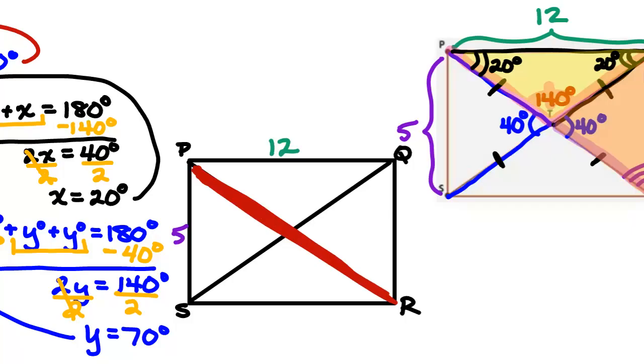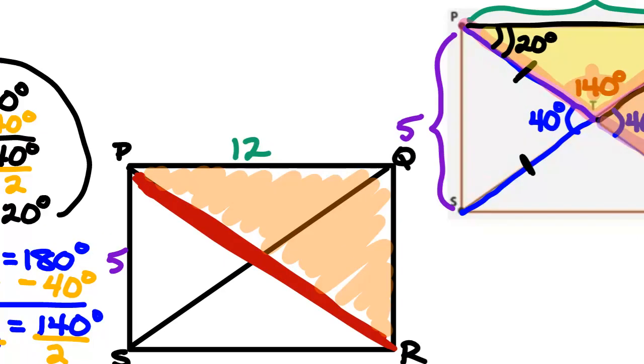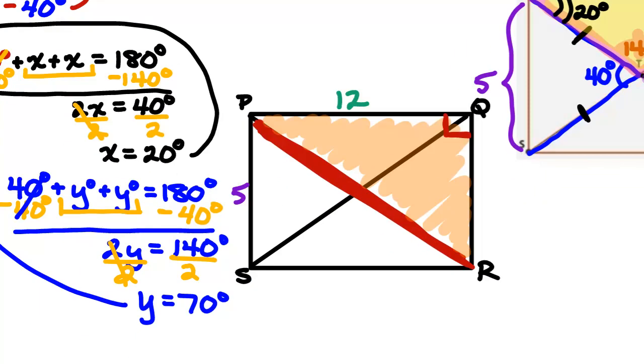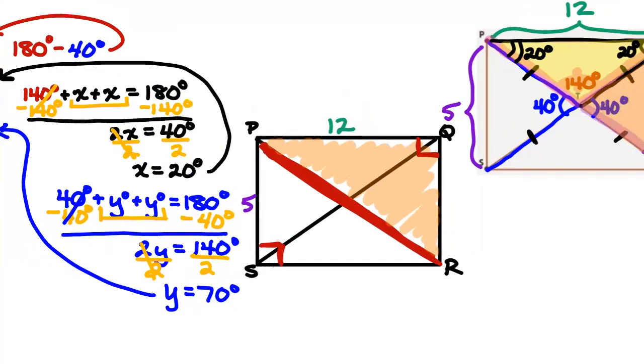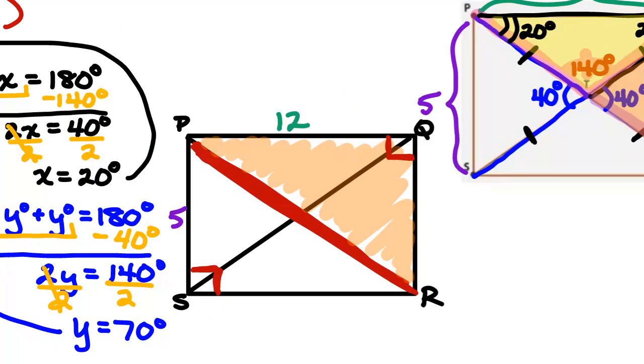Well, what is this shape right here? A triangle. Specifically, what kind of triangle? Tell me about the four corners of a rectangle. They're all right angles, so this would be a right angle right here, just like it would be a right angle down here. So I have a right triangle.